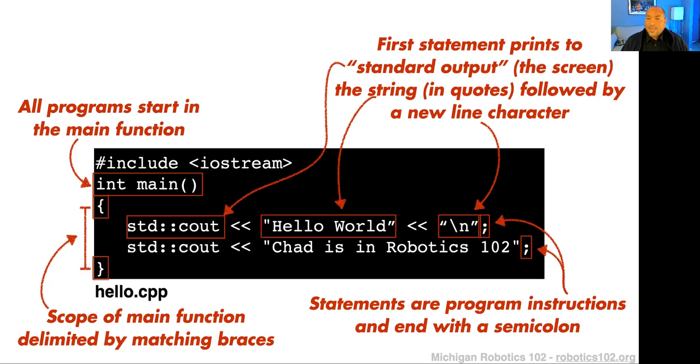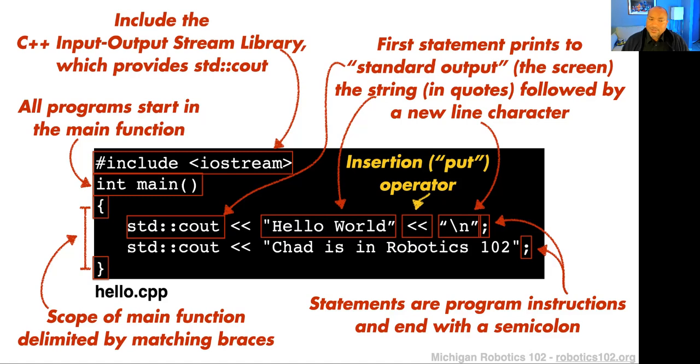We have these strings, and inside of them there's an insertion or put operator. The double less than signs basically tell the program to put this string onto the standard output. When you see that in all three locations, it's saying, take the string, put it into the standard output, which will make it print to the screen.